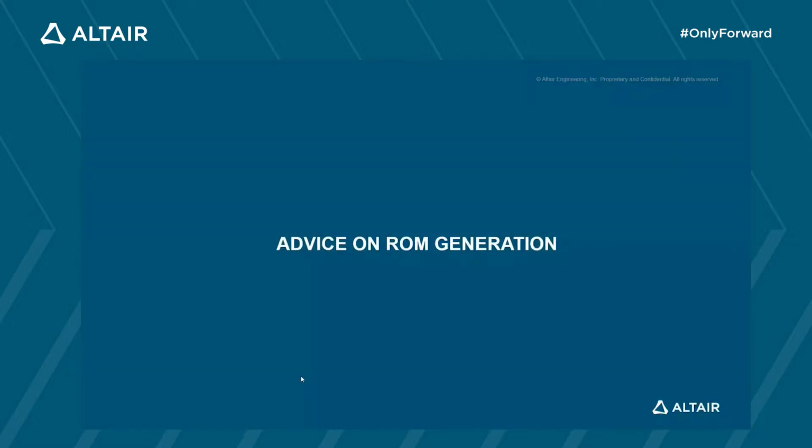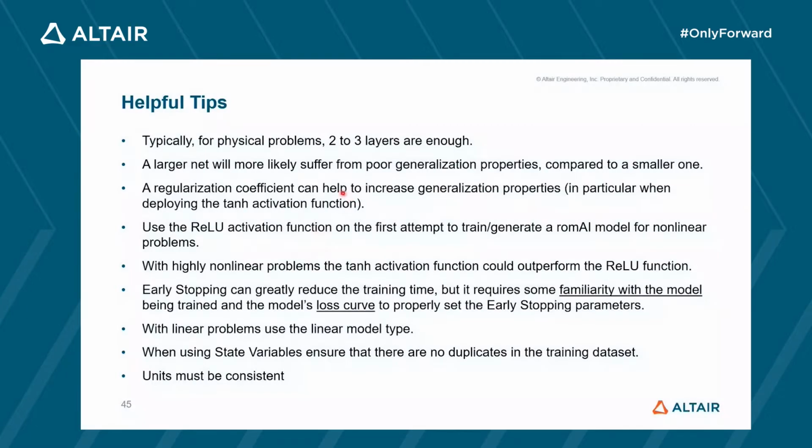So finally, we'll go to some advice on ROM generation. Typically for physical problems, 2 to 3 layers tend to be enough. But if you have very nonlinear problems, then we can go up to 5 or 6 layers. In general, it is better to have fewer layers and a smaller number of neurons, because that aids the whole point of wanting to reduce computational costs. A larger net will more likely suffer from poor generalization properties compared to a smaller one. This is another issue with using a very large neural network.